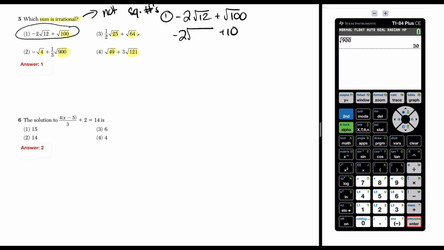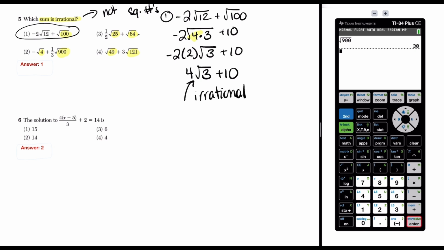12 is not a square number, but I can separate it into two factors where one of them at least is a square number, which is the 4. Square root of 4, we know, is 2. So negative 2 times 2, and the 3 is going to stay in the square root sign, plus 10. So negative 2 times 2 is 4. So 4 square root 3 plus 10. This is definitely going to be irrational.